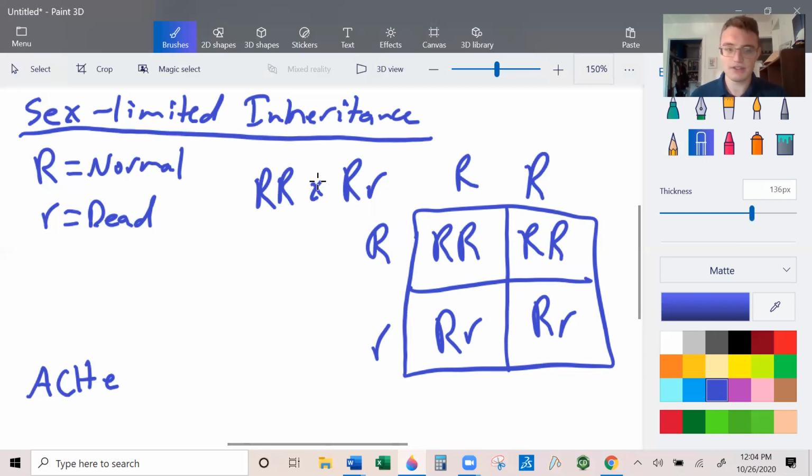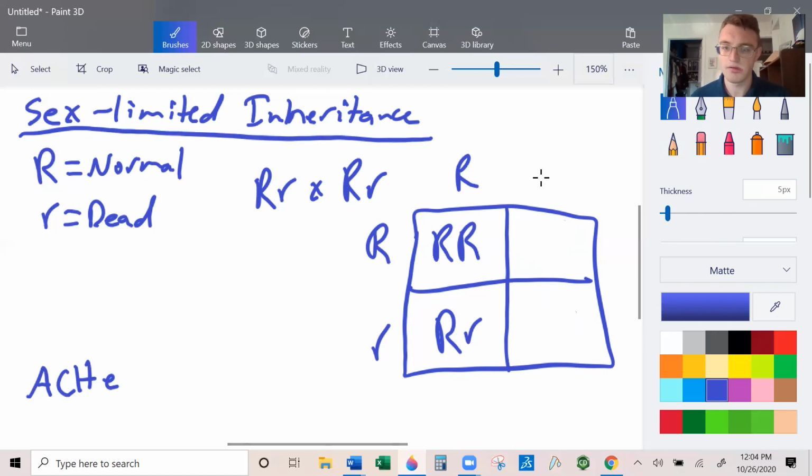Well, what if we change things up ever so slightly? And this is where things get messed up. What if instead of crossing a big R to a big R, little r, we cross two big R, little r's? So over here, I will have a big R, little r, and down here, I've got a little r.